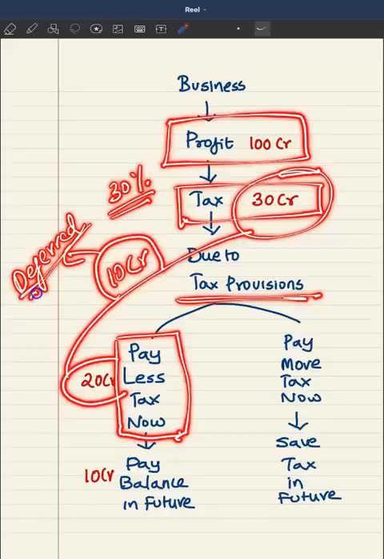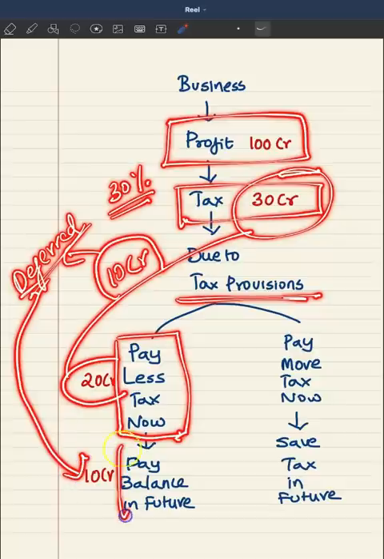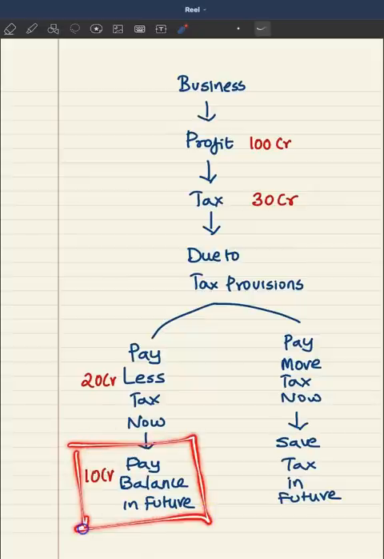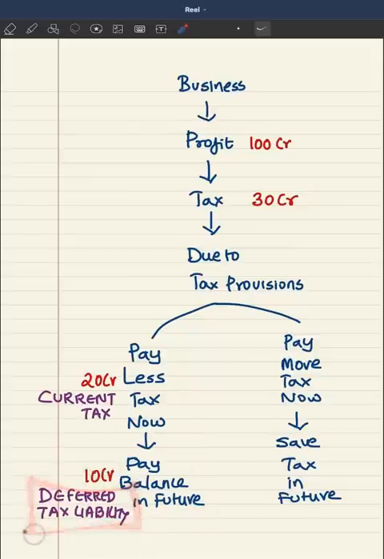So what does that mean? Whatever is deferred now will be paid in the future. But if you look at the financials of this business, they'll be showing the current tax as only 20 crore, but you know it is actually 30 crore. So how do you accommodate the remaining 10 crore? Accommodate the remaining 10 crore in the name of deferred tax liability. So you will be showing 20 crore as current tax and 10 crore as deferred tax liability.